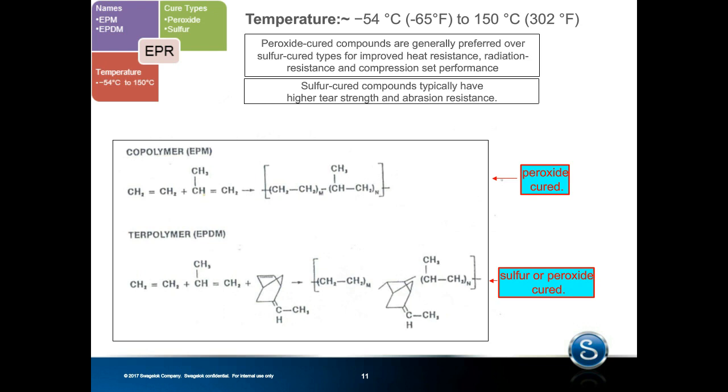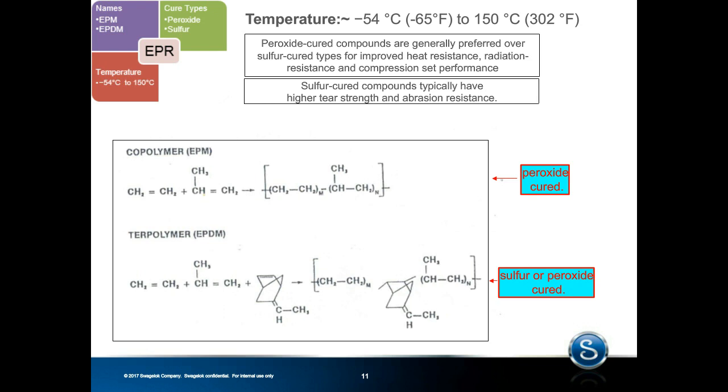So now that you understand what cure types are, we're going to talk about cure types for ethylene propylene materials. There are generally two types. There's peroxide cured and there's sulfur cured. The first one, ethylene propylene, can only be peroxide cured. So sometimes when an ethylene propylene material is specified, it will either say EPM or EPDM. And there's a clear distinction between the two.